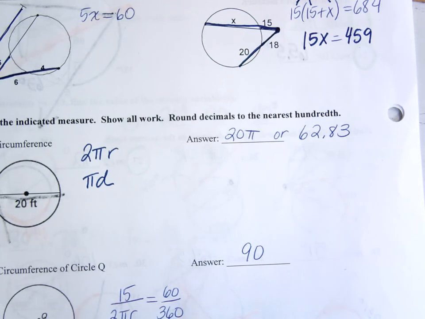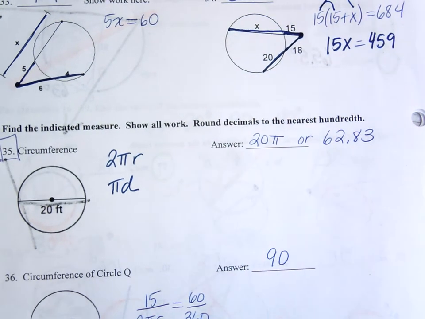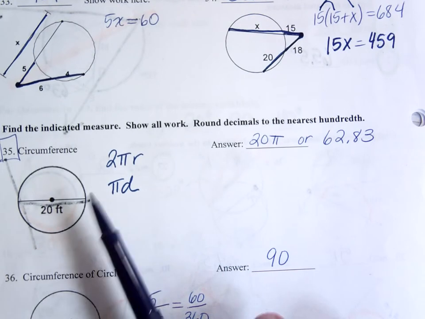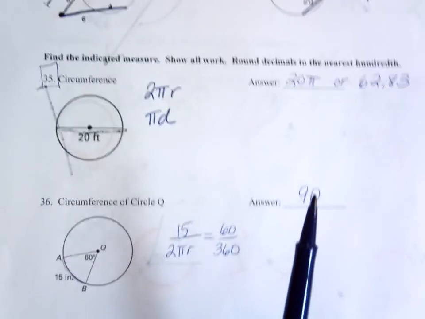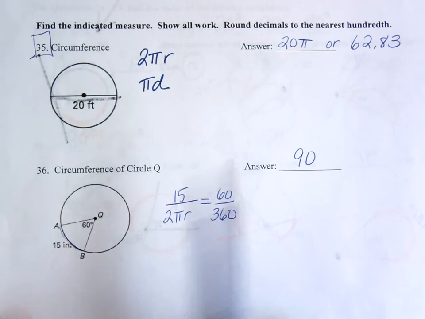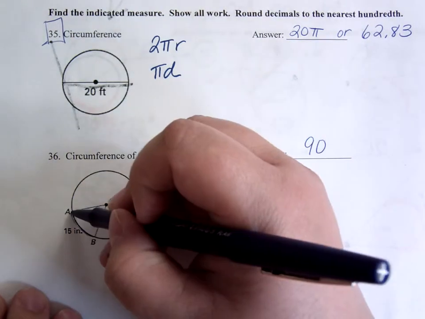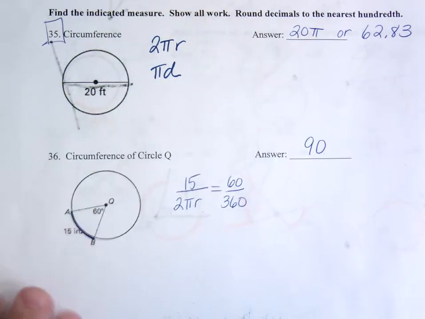Question on that one? Okay, so if we have a question like this on the test, if it just says circumference, it's circumference of the circle. Of the whole thing, exactly. That's what you're being asked to find. Okay. Number 36. Circumference of the circle is what we're being asked to find again, but this time we don't have the radius or the diameter. We know a piece of the circle.